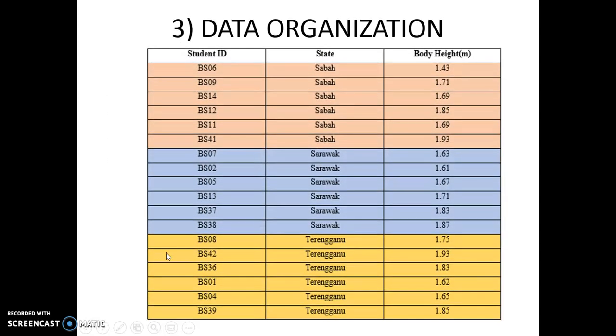Moving on to the data organization. I organized the data in a table with 3 columns. As you can see, the first column is the student ID. The second column is their state of origin, which is Sabah, Sarawak, and Terengganu. The last column is their body height in meter. I arranged them according to their state, so it is easier for me to see.